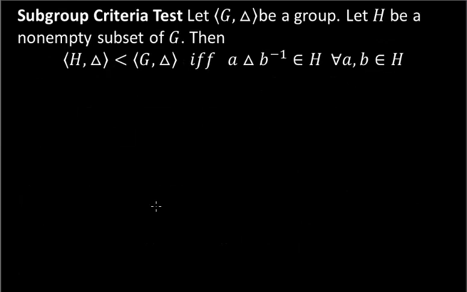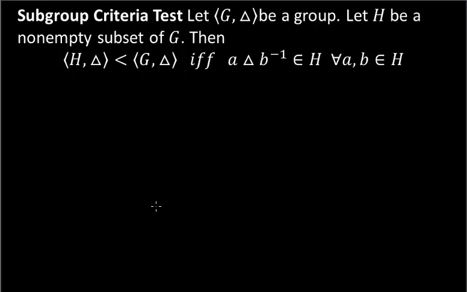Now you see the process that we just went through was very similar to what you've done just to show a set under a certain operation is a group. But if we already have a subset of a group, there's really much less that we have to show, and there is in fact a subgroup criteria test where you only have to show one thing.